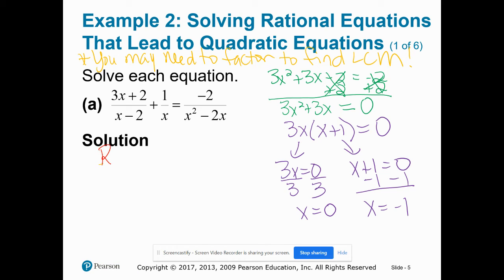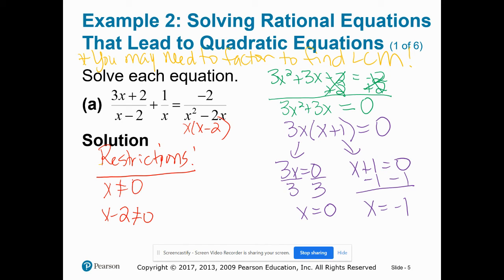But remember, we have to check our restrictions. And our restrictions come from our denominators. And remember, this was x times x minus 2. So we have x and x minus 2 that are giving us our restrictions. This top one, x cannot equal 0. That's already solved. We can't do anything more about that. Bottom one, we're going to add 2 to get x alone, and we get x cannot be 2.